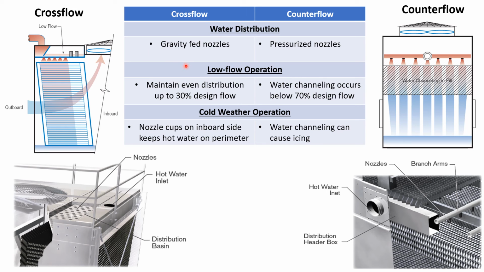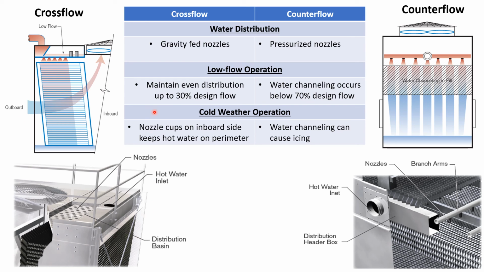In the event that the tower has to operate under low flow conditions, the pressure drop in a crossflow tower will be even because the nozzles rely on gravity. In counterflow towers, on the other hand, if there is a loss of energy, water channeling can start to happen. Crossflow towers' performance can be predicted with as little as 30% of their design flow. Counterflow towers, on the other hand, become unpredictable at about 70% of their design flow.